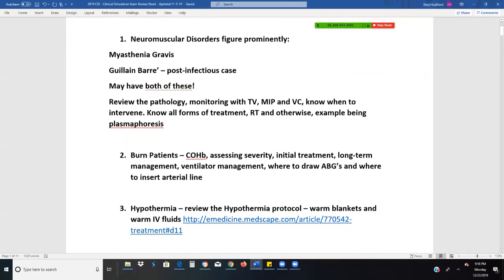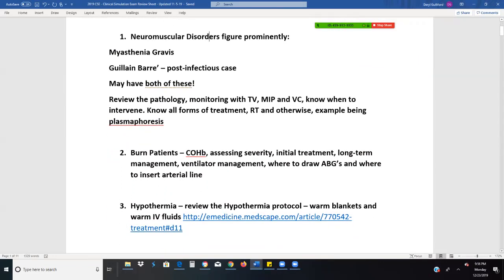You can certainly expect to see myasthenia gravis and maybe Guillain-Barré also. If it's a post-infectious case, that says Guillain-Barré. So that's a key fact that you need to know, is that usually the patient has an infection a couple weeks before the actual onset of Guillain-Barré. So make sure you know that. You may have both of these cases.